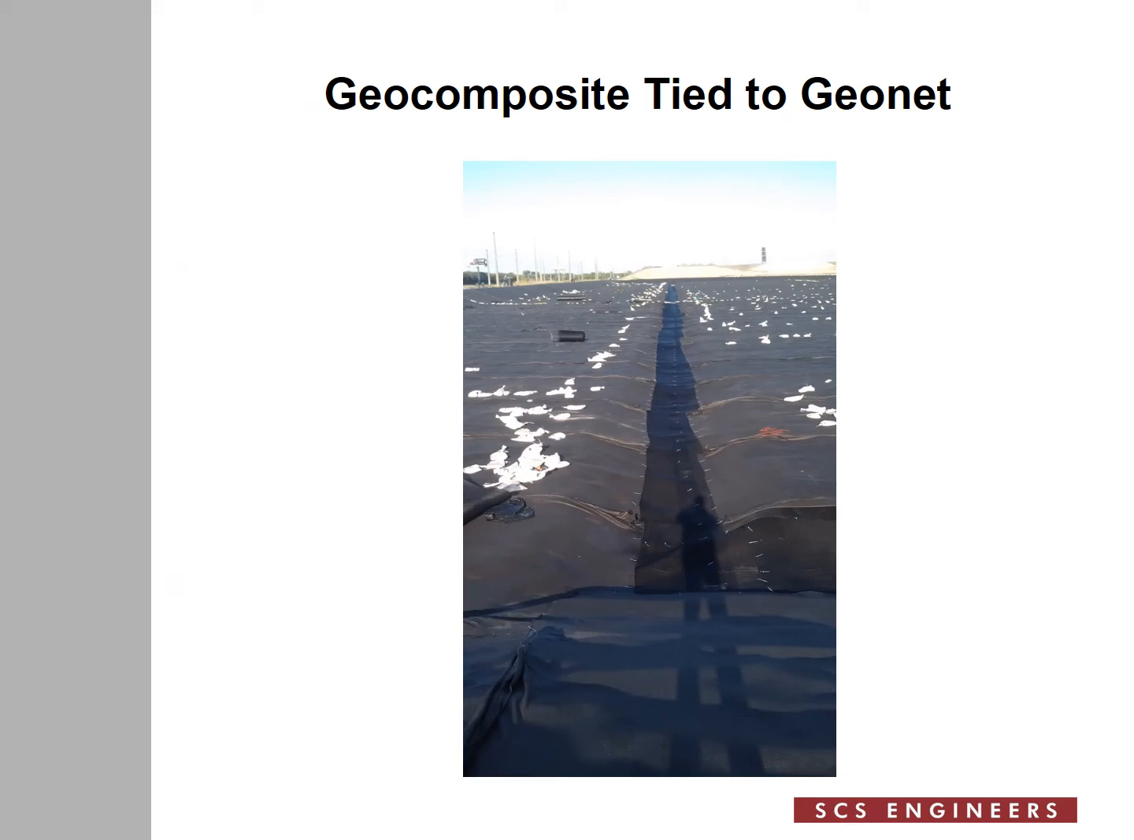This picture shows the final stage, that the geocomposite on both sides of the trench are tied to the geonet that was shown in the previous slide. They're all tied together with plastic ties. So in a sense, the trench is ready for gravel at this stage.